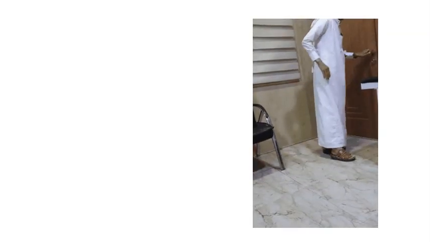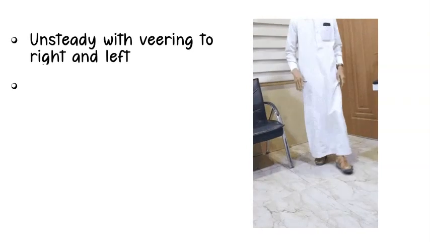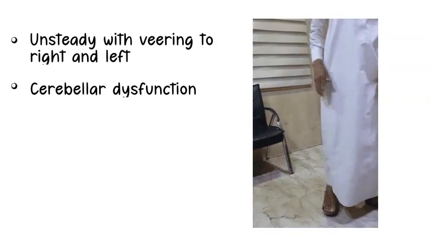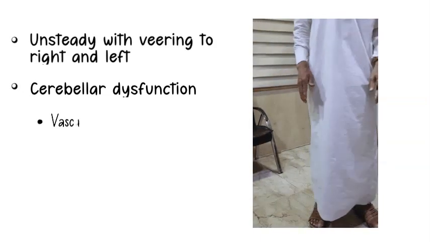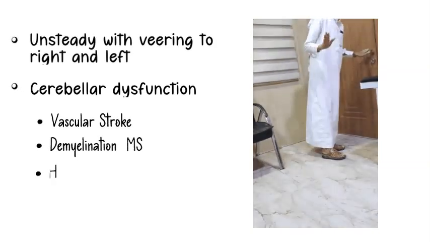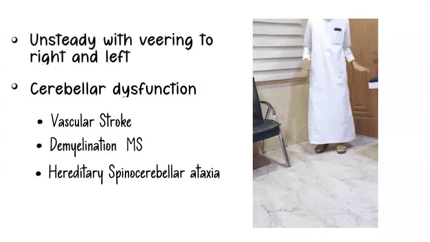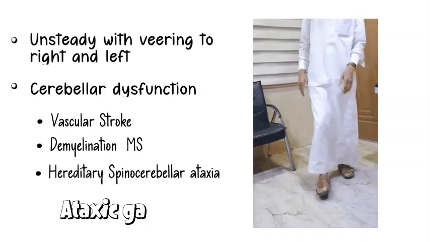Now, let's look at this patient's abnormal gait. He has an unsteady gait with veering to the right and left, which occurs in cerebellar dysfunction. Causes could be vascular, like in stroke, demyelination, like in multiple sclerosis, or hereditary, like in spinocerebellar ataxia, and it is called ataxic gait.